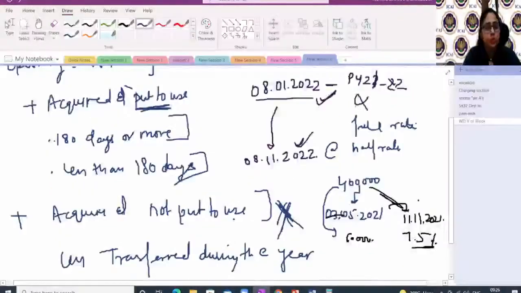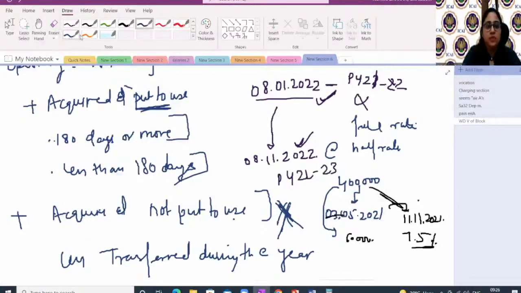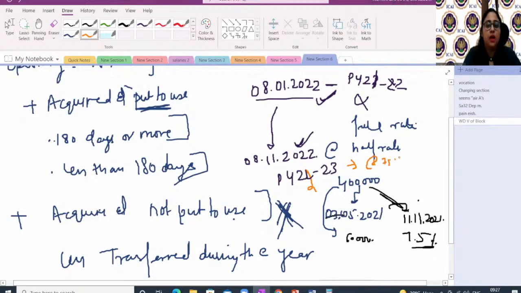Because it was not put to use, will I get depreciation? No. Now in the previous year 22-23, will I get depreciation? Yes, because now the asset has been put to use. How much rate will you give the depreciation? You will say, ma'am, 7.5% because used for less than 180 days. No, I'll say at 15%.